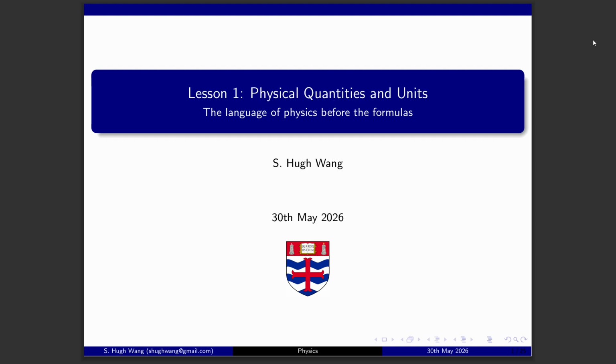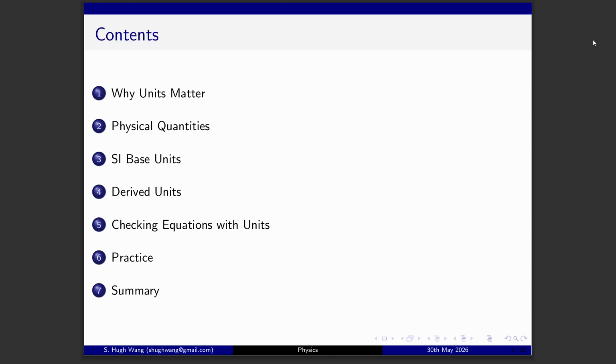So today we will learn what a physical quantity is and what SI base units are, how derived units are formed, and how to use units to check whether an equation makes sense. Here is the structure of today's lesson. We will first see why units matter, then define physical quantities, and introduce SI base units and derived units. After that, we will use units to check equations, and finally we will finish with a few quick practice questions.